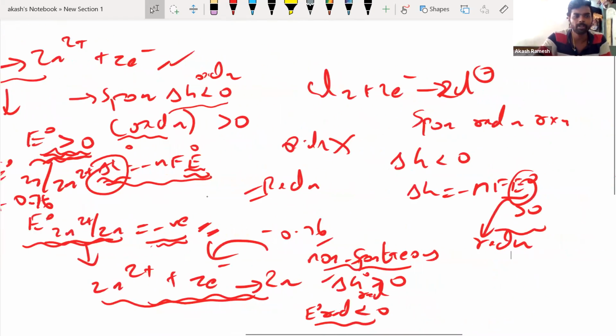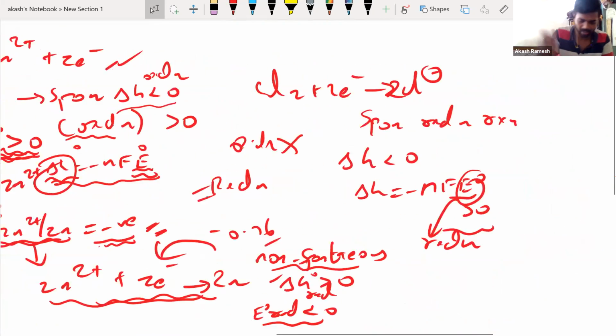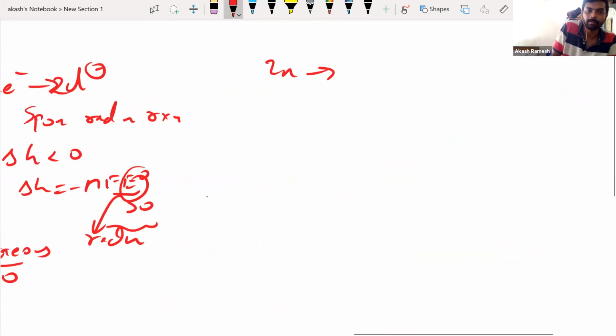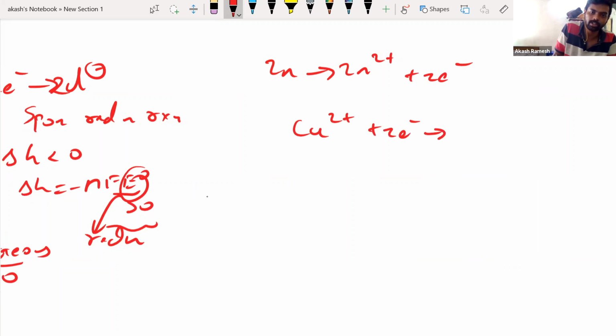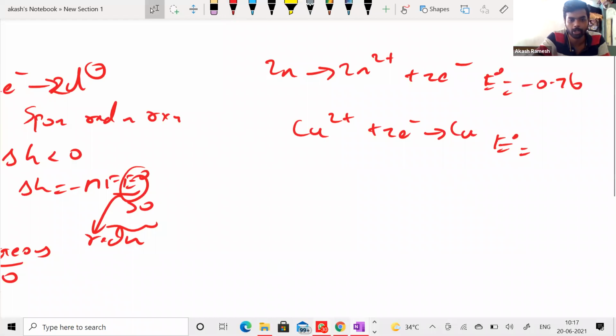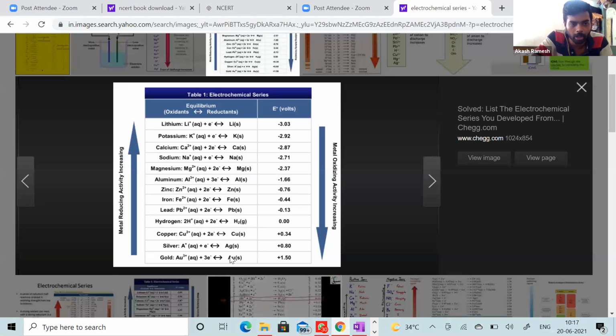Now, if I take both the reactions, say I have zinc becoming Zn2+ plus 2 electrons, and copper 2+ accepting 2 electrons to form copper. Now forget about oxidation potential, we are not going to speak about it anymore. I want to write the E naught value here, which is minus 0.76, and I want to know the value for copper. Copper is plus 0.34.